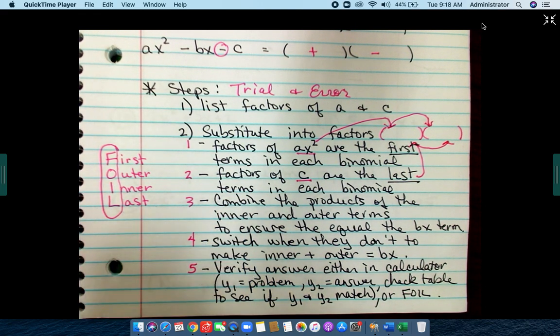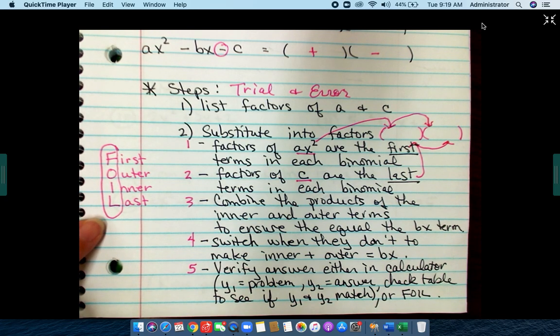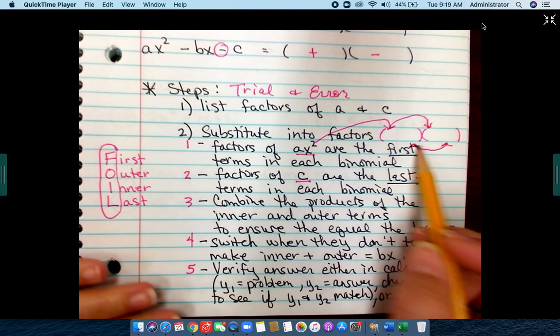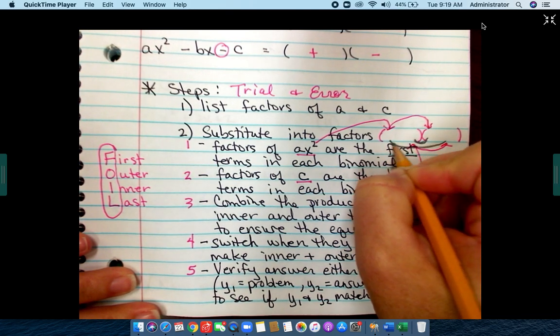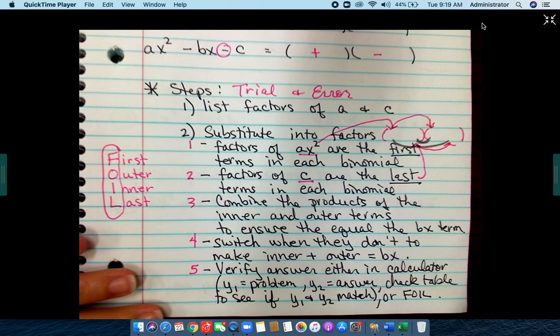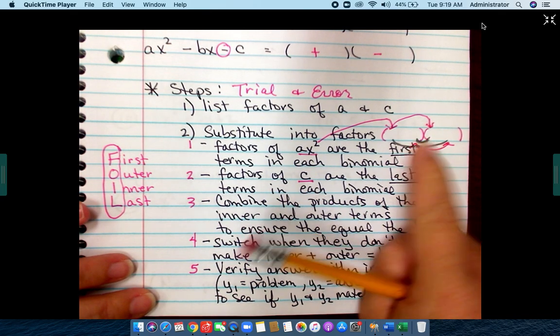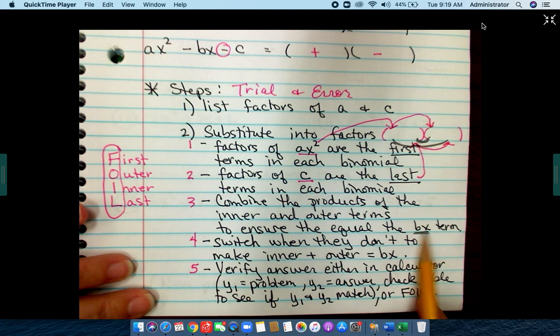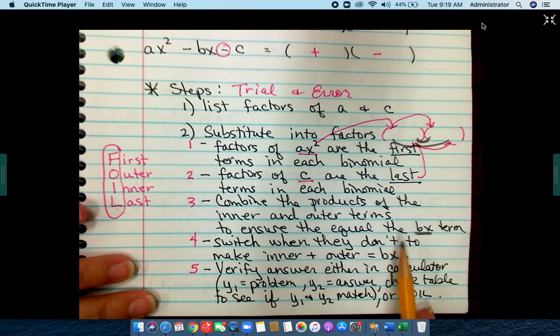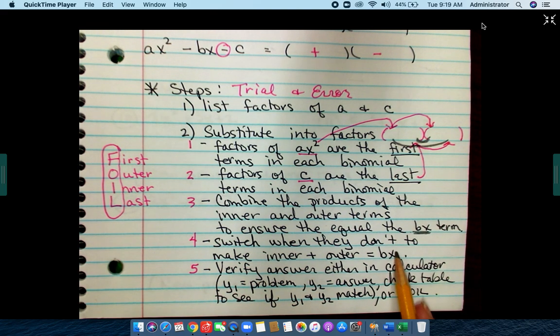Then we are going to be combining our inner and outer terms. Remember, first, outer, inner, last, as described here, is the process for multiplying 2 binomials. But that process is equally important when we are checking our work. So this is our outer and our inner terms. We're going to combine our outer and inner to see if we get our linear term, our bx term. And when it doesn't equal, then we'll switch it around.